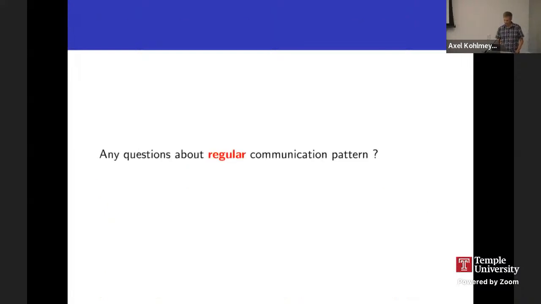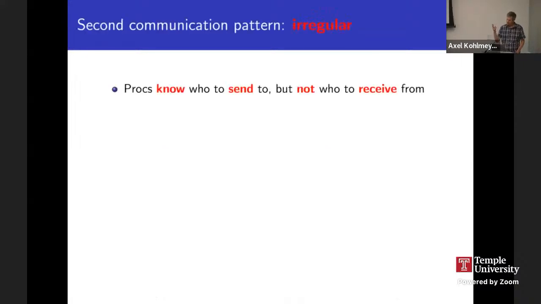Okay, any other questions about regular communication? Okay, let's talk about the second pattern, irregular. So now processors know who they need to send data to, but they don't know who's going to send them data. They don't know who they are. They don't know how much data they're going to send them.